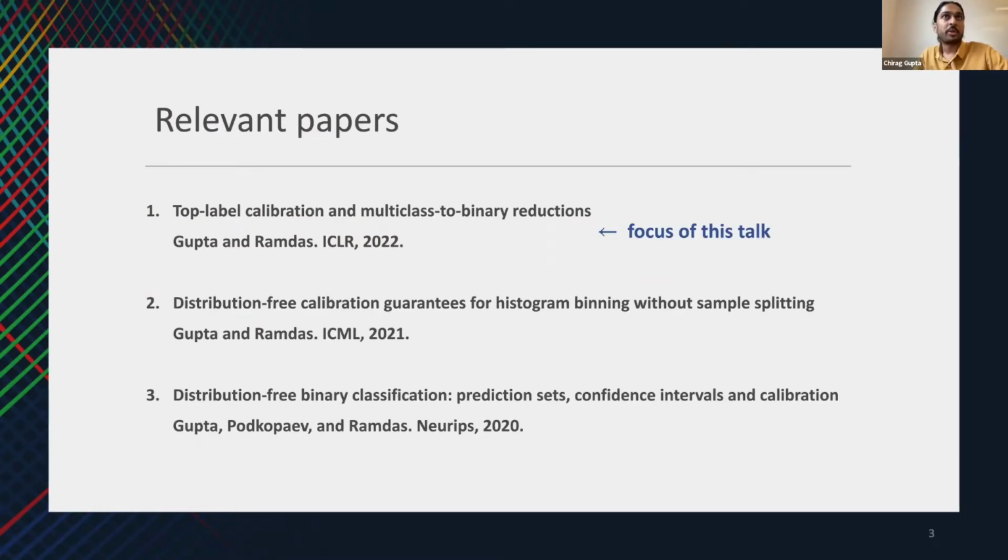The main paper for this talk is going to be this recent paper, which is going to be presented at ICLR this May. And that's top label calibration and multi-class to binary reductions. So as I previewed, basically the main focus of this paper is going from multi-class to binary. And the other two papers, which are two prior papers, the main focus is on binary calibration itself and some theoretical guarantees. But for today, we're going to be focusing mostly on multi-class and more algorithmic results rather than theory.